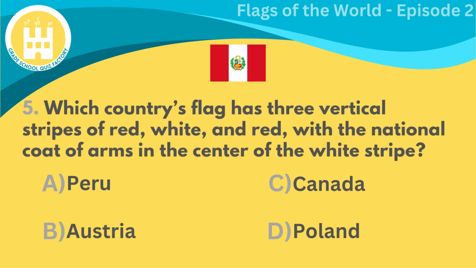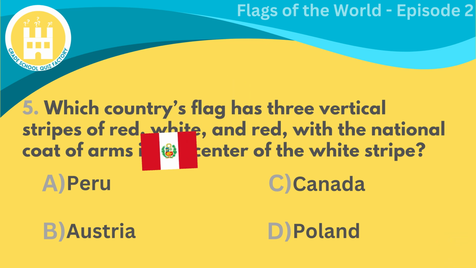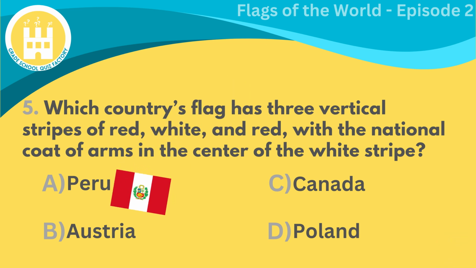Number 5. Which country's flag has 3 vertical stripes of red, white, and red, with the national coat of arms in the center of the white stripe? The right answer is letter A, Peru.